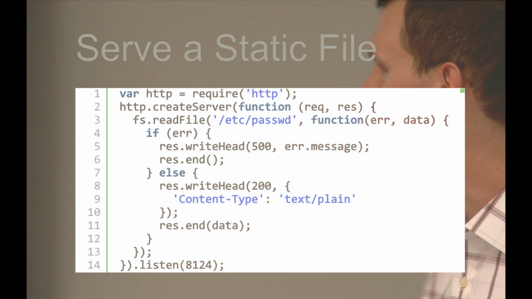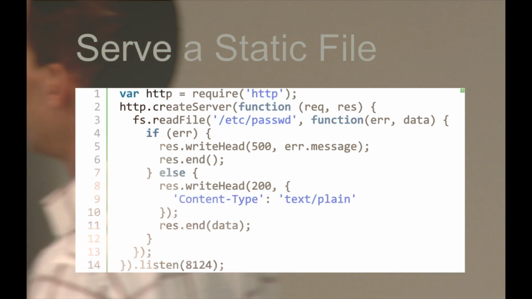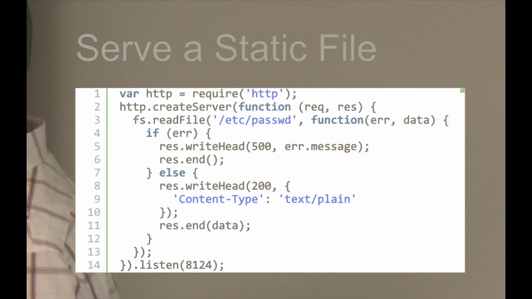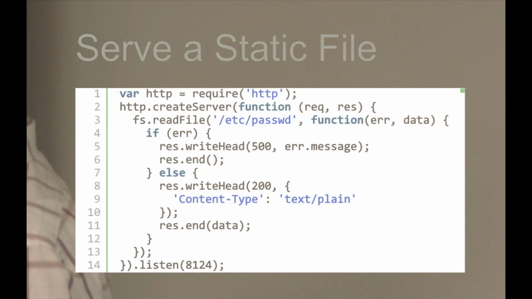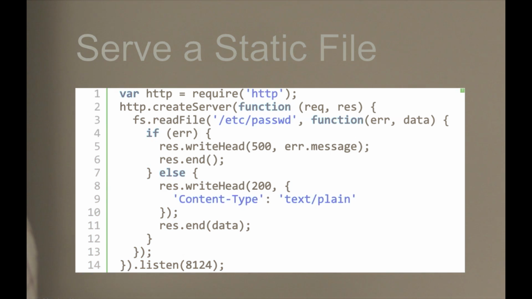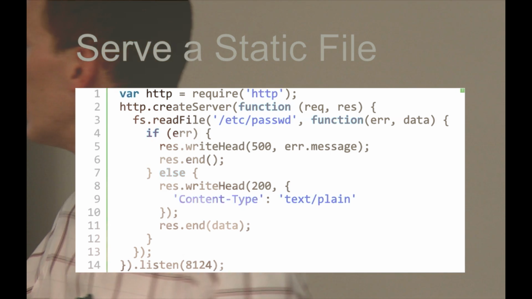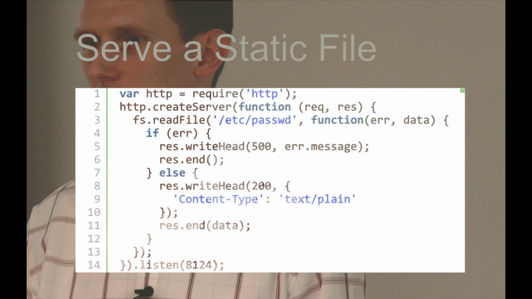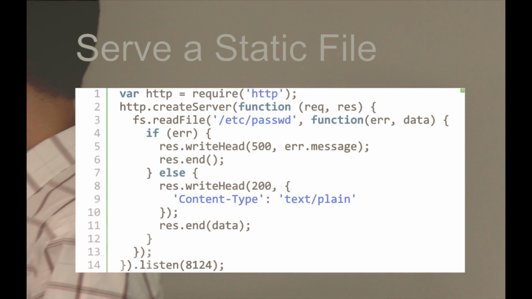Serving a static file. So here we're getting a little bit more complicated with our functions. We're creating a server on line 2. And then on line 3, I guess what I will say is, first, when this executes the first time around, you're going to execute line 1 and line 2, and then you're done, right? And then when you actually get a request, the function defined on line 2 will execute. And then line 3 will execute, and then it'll be done again until the reading of that file is complete.